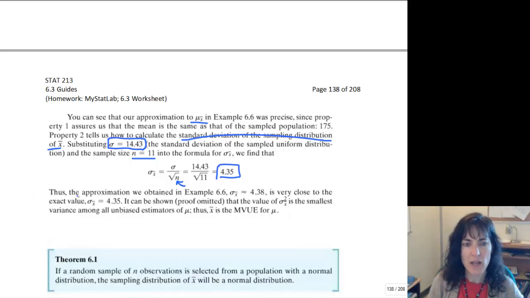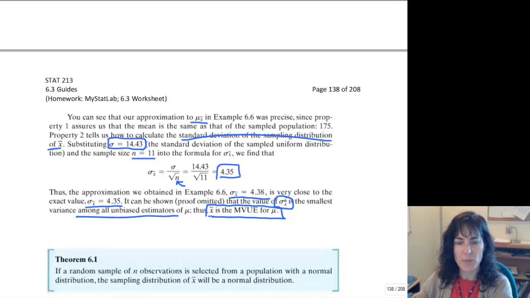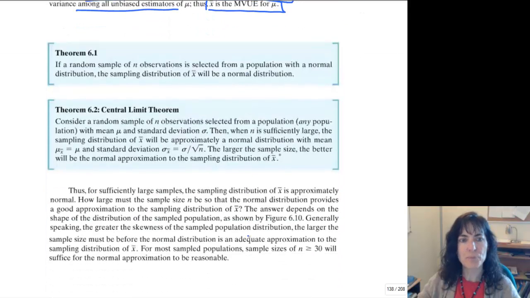So what we're saying is that the approximation that we got in example 6.6 was 4.38. It's very close to the exact value of 4.35. And this value of the variance is the smallest variance among all the unbiased estimators. So X bar is going to be the closest. It's the, what does that stand for again? Minimum variance unbiased estimator for mu. So X bar is as good as you can get, and so we're going to use that.